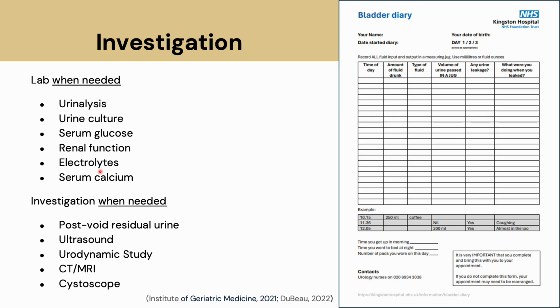Post-void residual urine is the investigation that measures the amount of urine remaining in the bladder immediately after voiding, usually using a bladder ultrasound scanner. It should be measured whenever urinary retention is suspected. Post-void residual urine greater than 200 milliliters is generally considered abnormal and suggests impaired bladder emptying or bladder outlet obstruction.